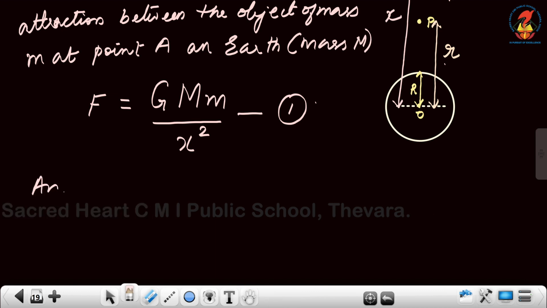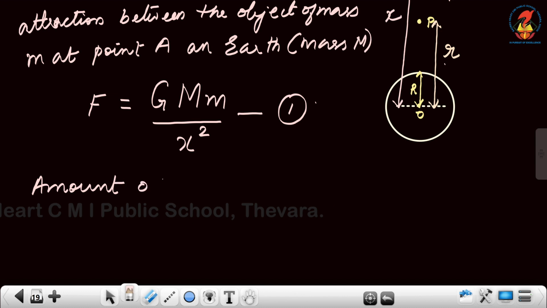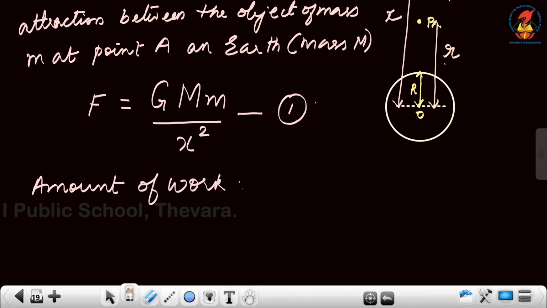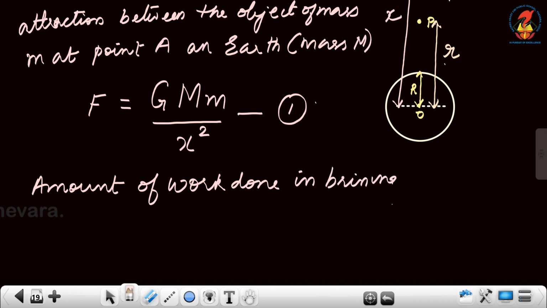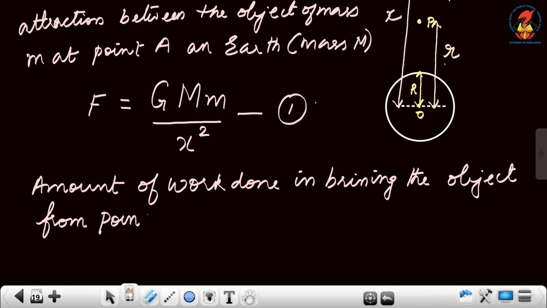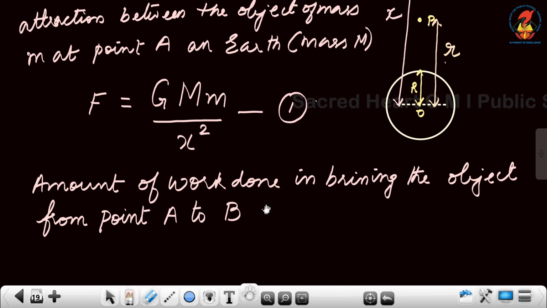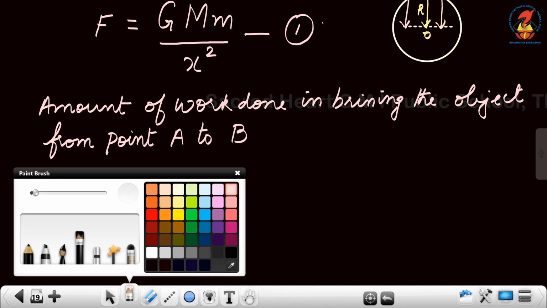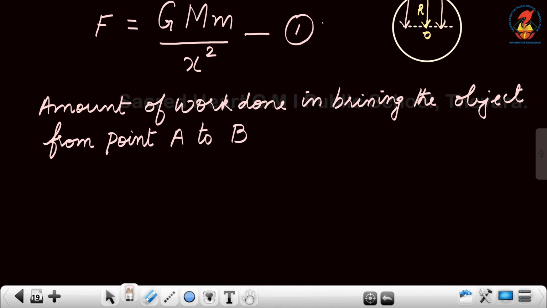So the amount of work done in bringing the object from point A to point B, which is at a distance dx from A, is, you know, the equation for finding out the work done is W is equal to F dot S.